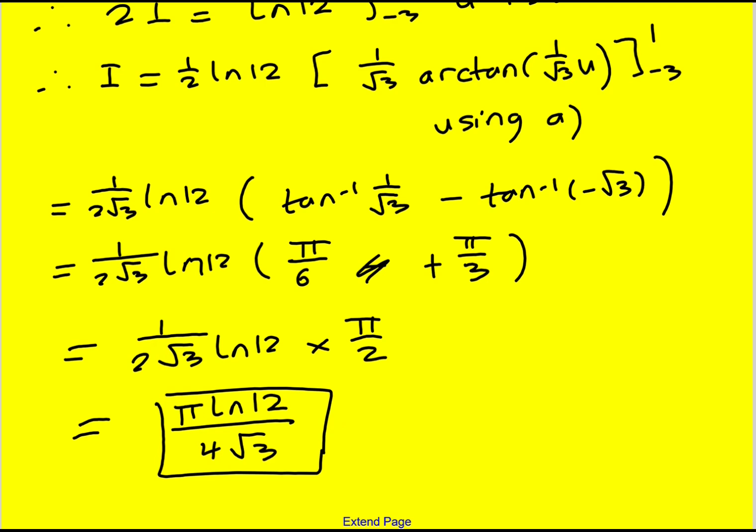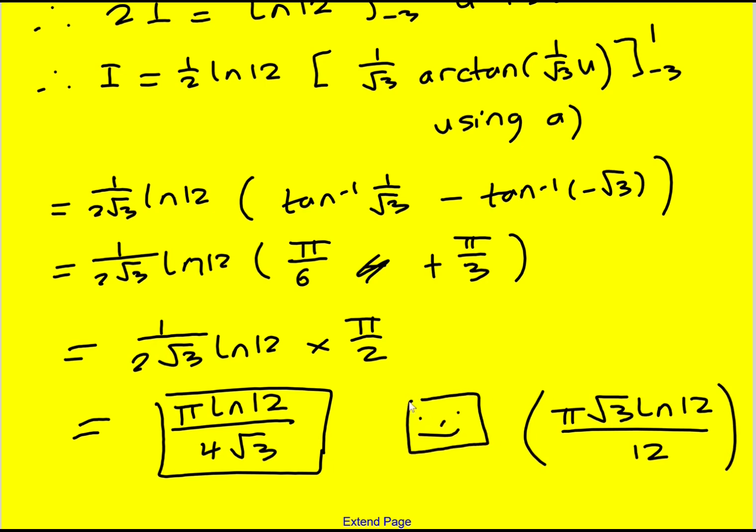Okay, in the answers, they rationalize the denominator. I didn't do that, but they go with pi root 3 ln 12 over 12. Okay, is that a bit nicer, I guess? All right, that is a fantastic integral.